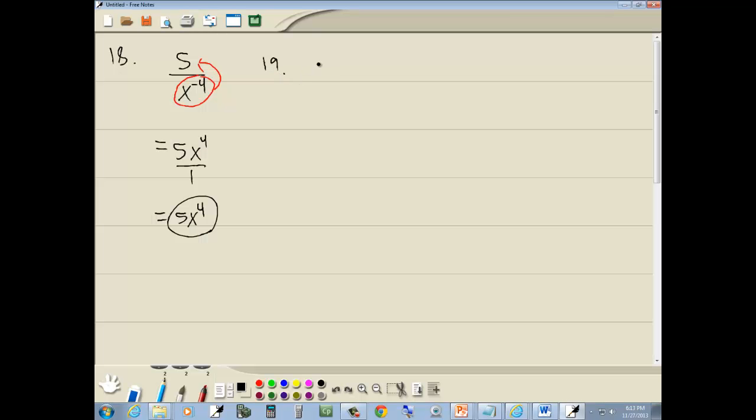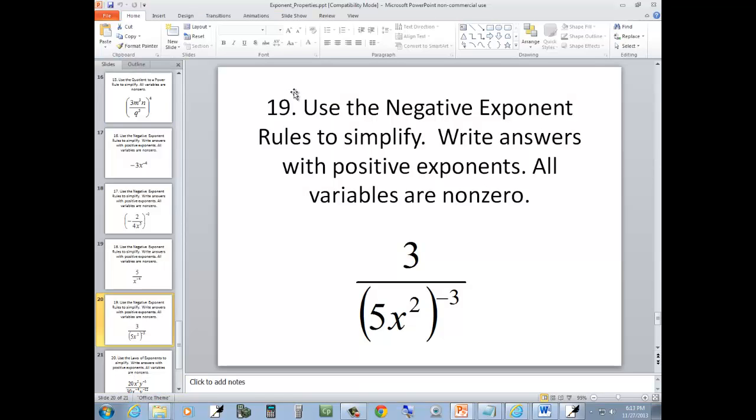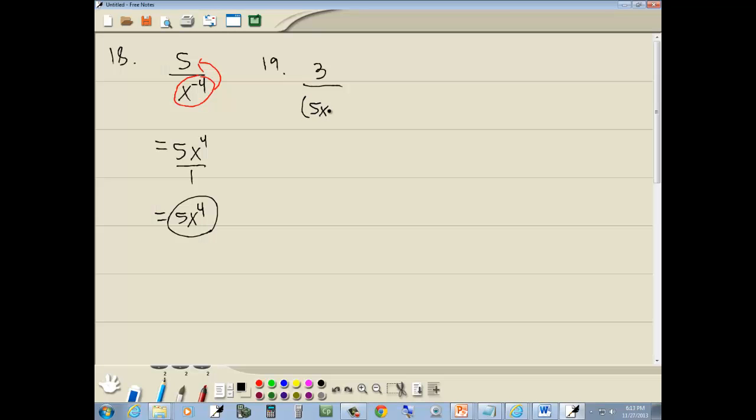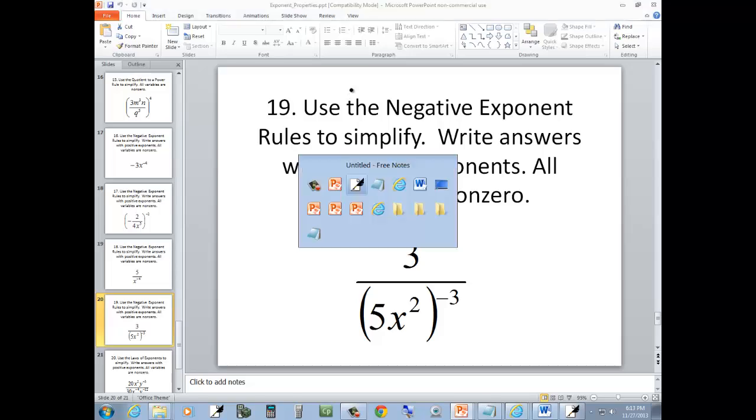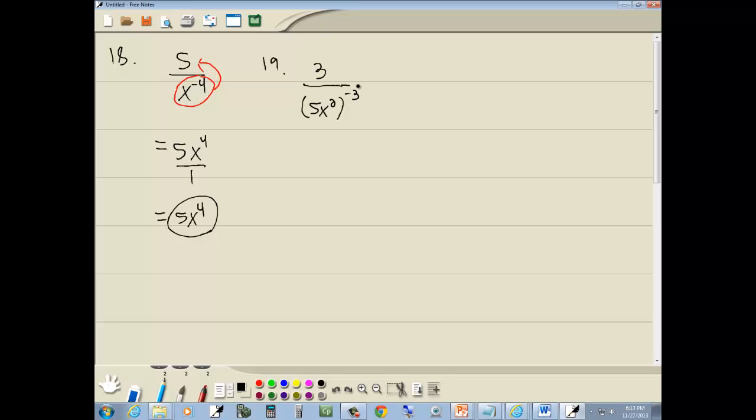Now in this one, we got 3 over 5x squared to the negative 3rd power. Again, we don't want negative exponents, so this entire parentheses is to a negative power, so I'm going to take that entire thing and move it up on top. So that gives us 3 times 5x squared to the positive 3rd power over, I'll put a placeholder of 1 there, although that 1 doesn't do anything, so I can drop it.